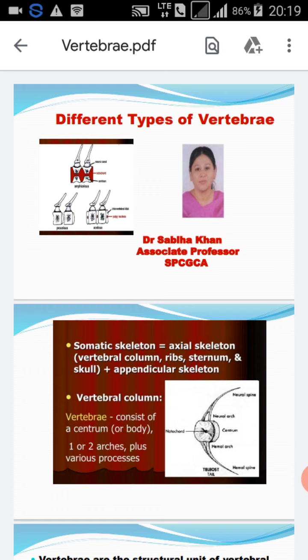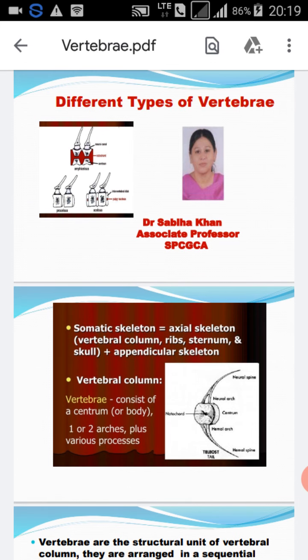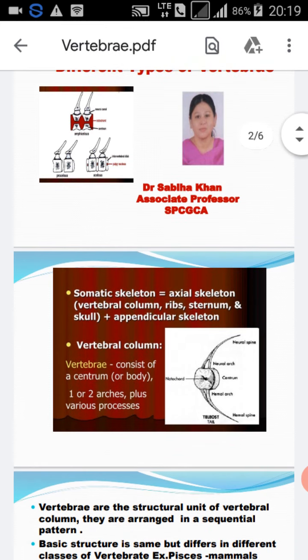As we all know, the vertebrae are the structural units of the vertebral column, and these vertebrae consist of a centrum and one or two arches. Here you can see in the diagram, the big whole part in the middle is called the centrum, and the two little parts are called the arches.